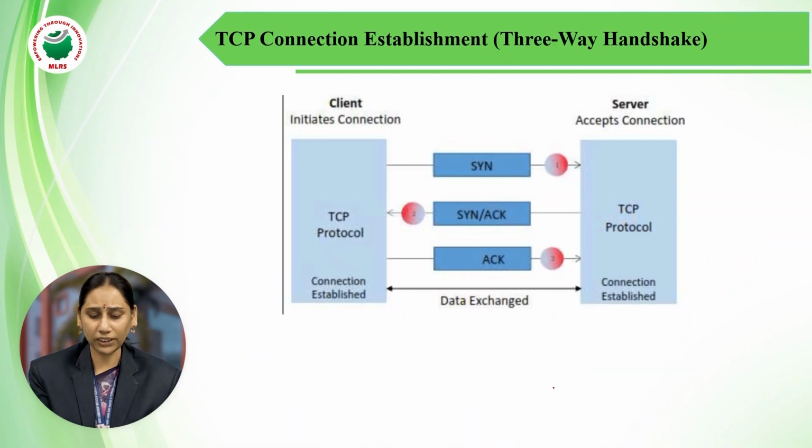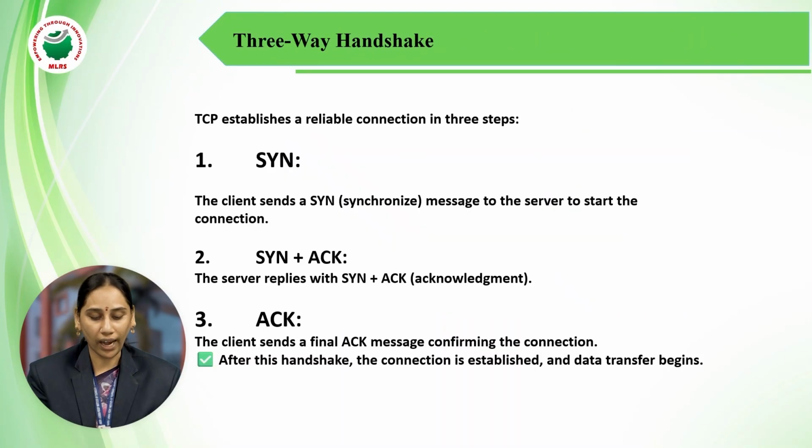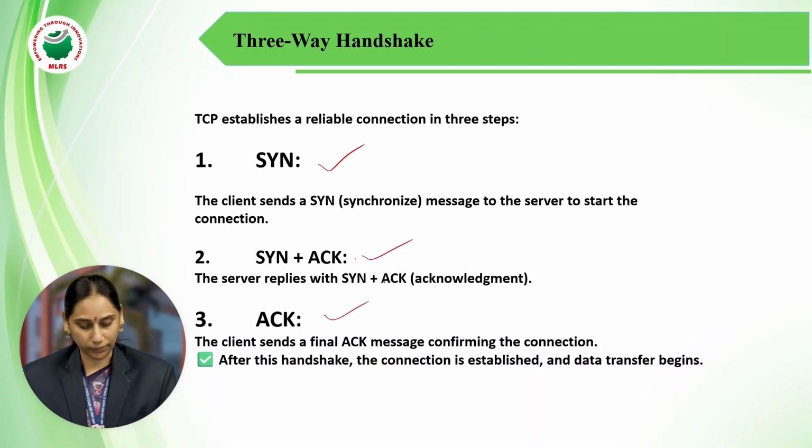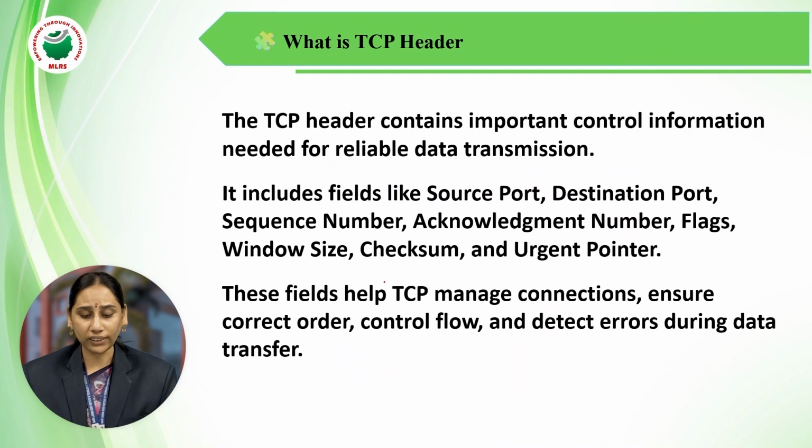Next, TCP connection established, three-way handshake, client side, server side. The client side sends to the server. The server side sends synchronization plus acknowledgement, received by the client. Next, data exchange between client and server. Three-way handshake: TCP establishes a reliable connection in 3 steps. First one, synchronization. Second one, synchronization plus acknowledgement. Third one, acknowledgement.